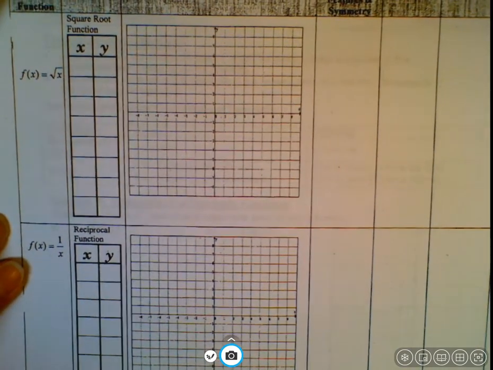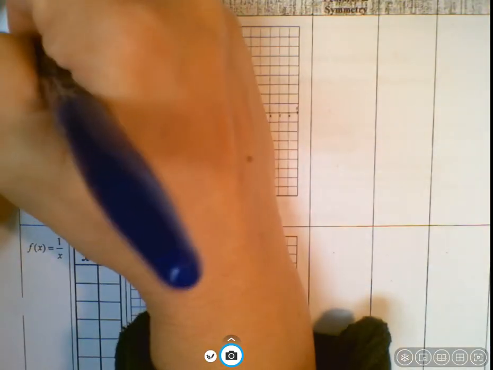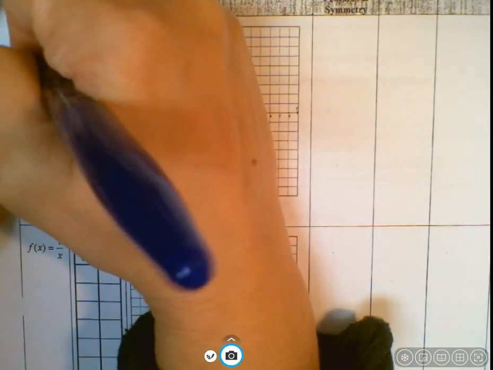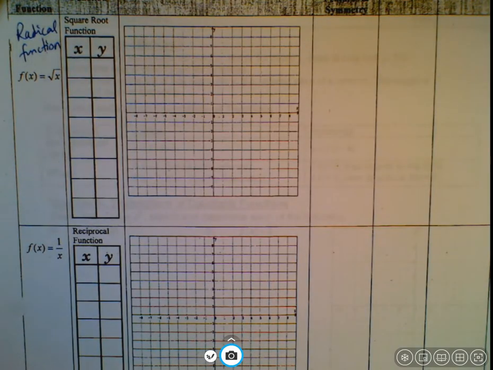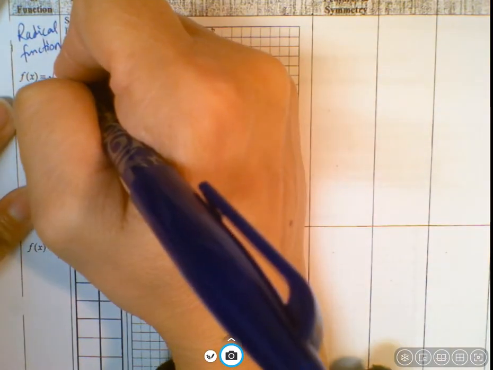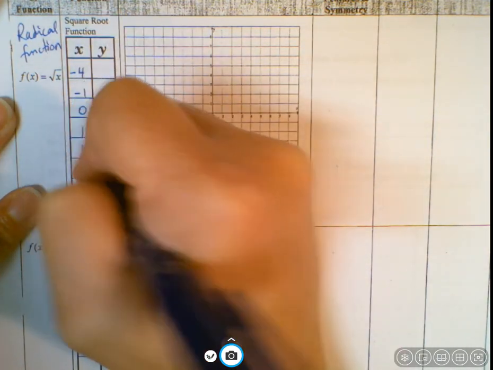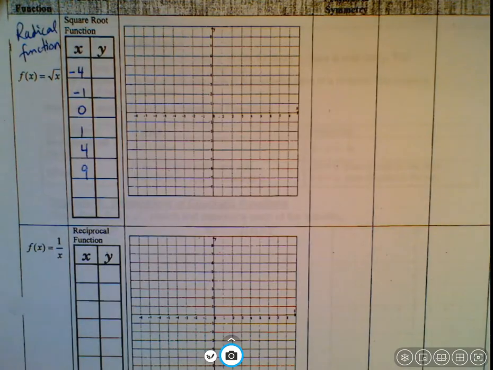Okay, the next one, square root function, or in other words, radical function. You can imagine, since we took some time to learn about radicals, that this is one of the functions we need to know in grade 11. So I'm going to give you some numbers. So I'll go -4, -1, 0, 1, 4, and 9.